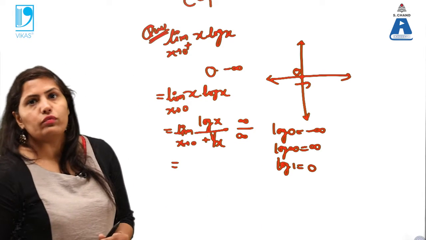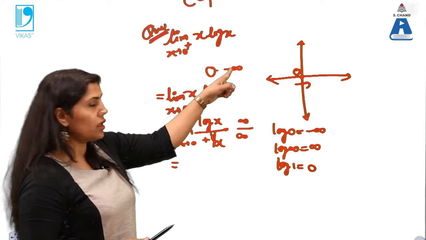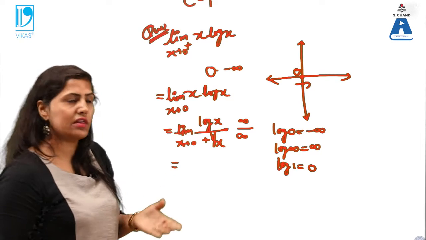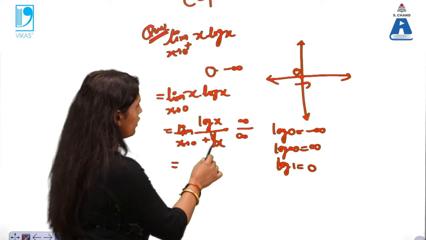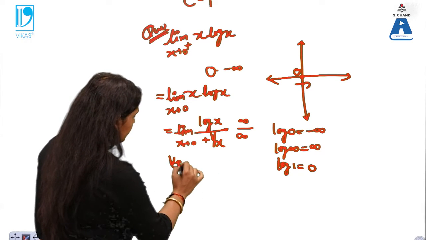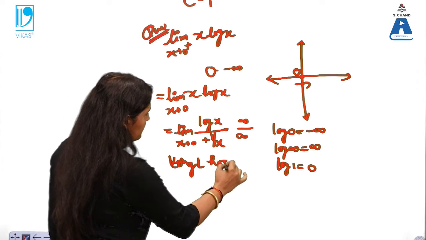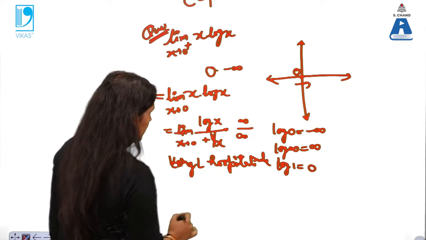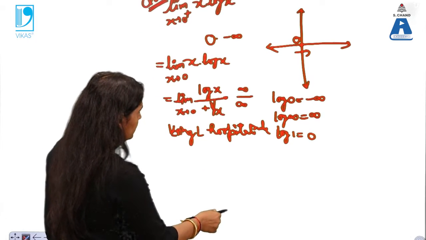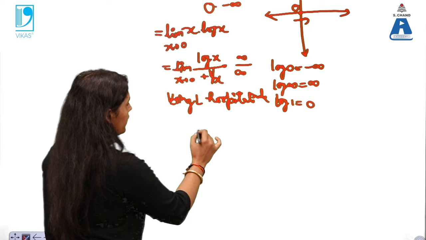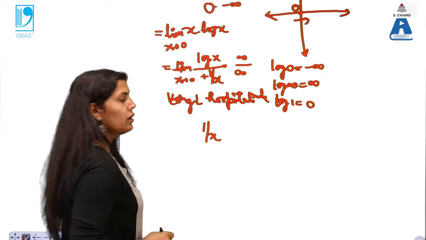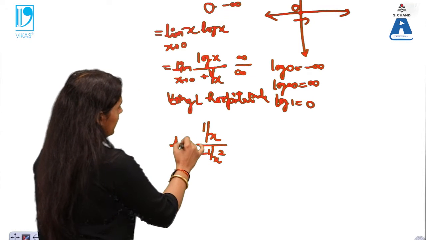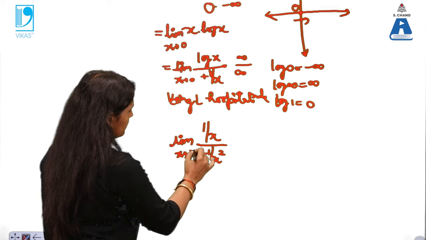Whether it's 0 by 0, infinity by infinity, or the rest of the forms, you always convert to only two forms, 0 by 0 or infinity by infinity, and obviously there will be a possibility to convert into such a form. Again you apply L'Hopital's rule, which is the same: you differentiate numerator and denominator. So according to the rule, I will differentiate log x separately. The derivative of log x is 1 by x. The derivative of 1 by x is minus 1 by x square, and the limit is x tending to 0 plus.